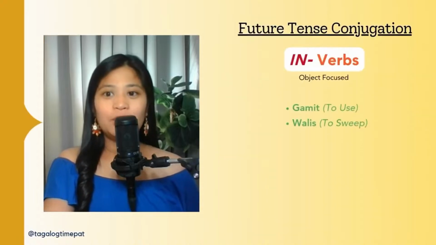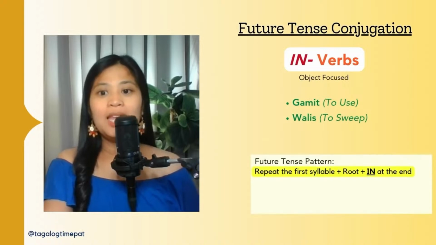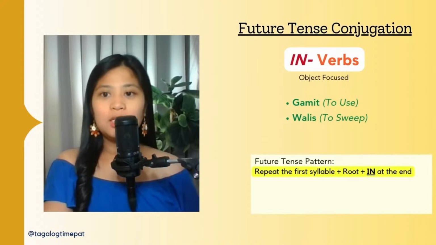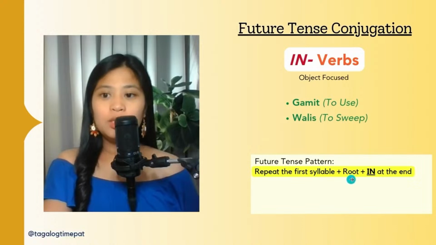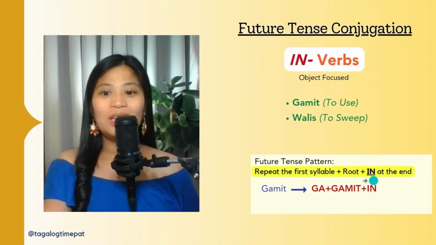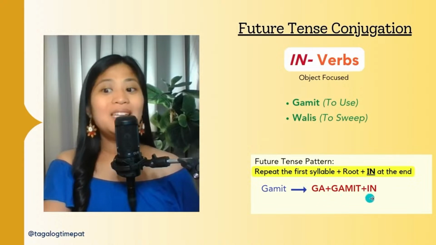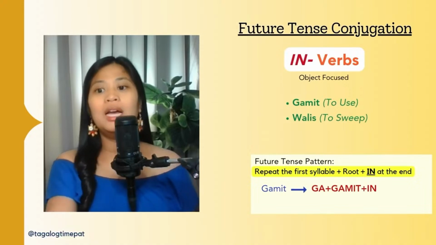Then in-verbs, some examples are gamit, to use, walis, to sweep. Now the pattern for future tense conjugation of in-verbs is that you have to repeat the first syllable, then it's the root, then in goes at the end. So take a look at the word gamit, which means to use. In the future tense, it would be gagamitin. Gagamitin ko yung kotse. I will use the car.